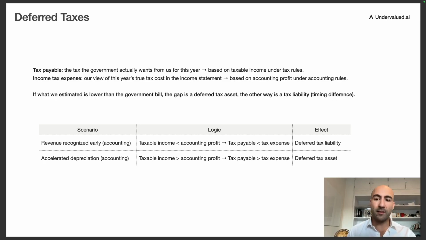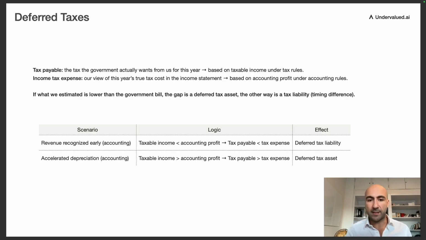So you're basically getting a tax break today that you will eventually have to give back later, when the depreciation slows down and the taxable income becomes higher than the accounting income. In this case, it creates a tax liability, because it's something that you will have to pay in the future. You can think of it as a tax bill that was postponed to the future. You have an obligation to pay more tax later when this temporary difference reverses.